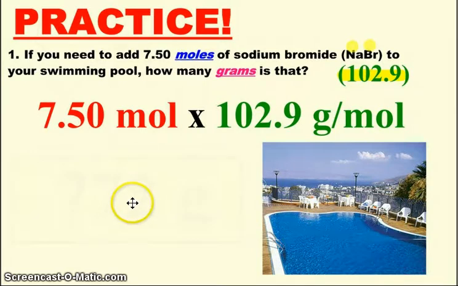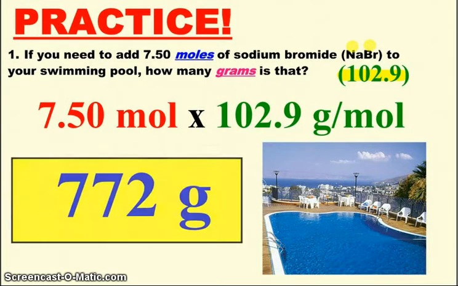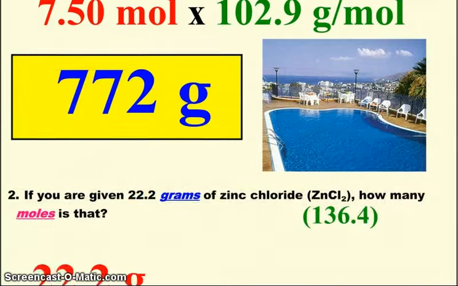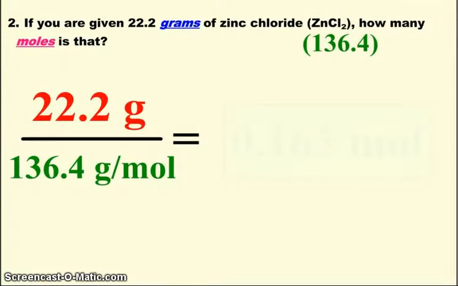When you multiply those two numbers together and round for the measurements, three numbers in my measurement, three numbers in my answer, that's how I get 772 grams. The next question, if you are given 22.2 grams of zinc chloride, how many moles is that?